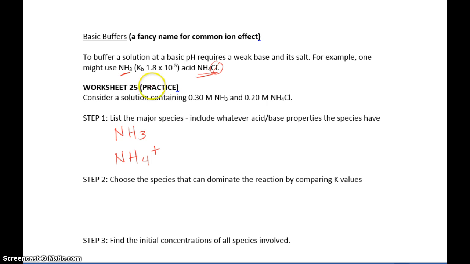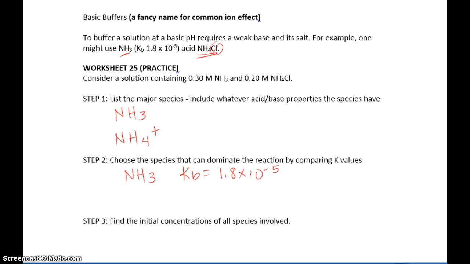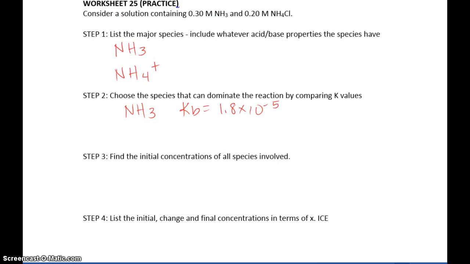We know that the only thing that has a Kb value is NH3. It's going to dominate because it has a Kb value equal to 1.8 times 10 to the minus 5. And our initial concentration of all species involved is we have 0.30 molar NH3 and 0.20 molar NH4+. And I want to write the equation here because this is the hardest part with bases.